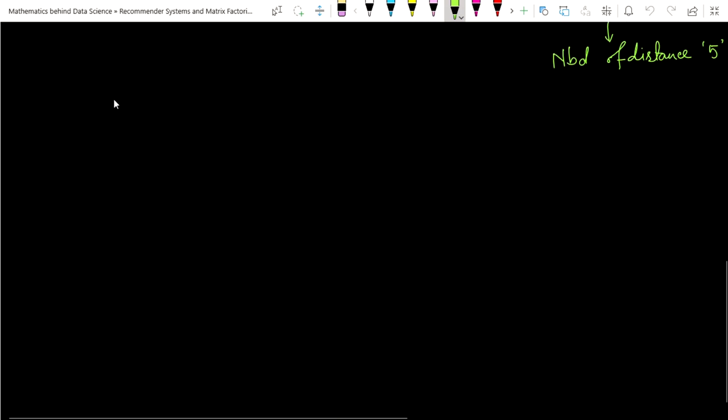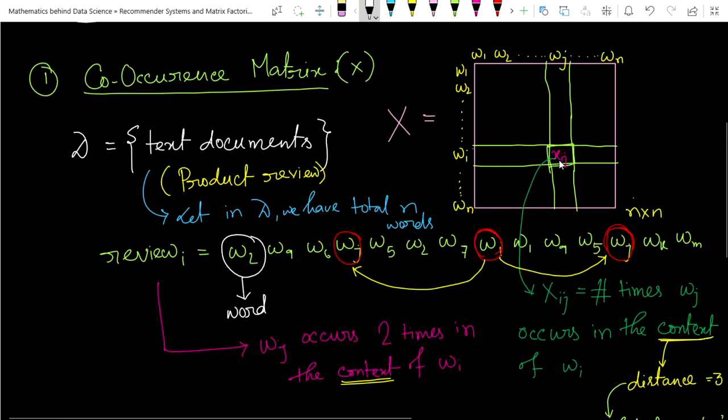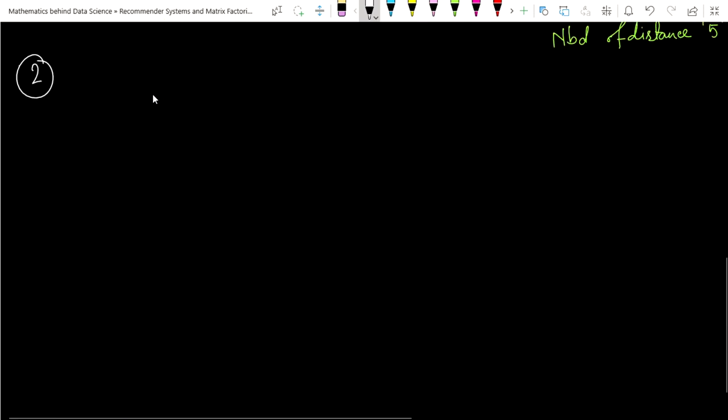Now let's see what we have to do in the second step. After calculating this co-occurrence matrix, which records how many times wj occurs with wi, we have the concept of occurrence of each word, and because of this reason the matrix is called the co-occurrence matrix. By simply constructing this co-occurrence matrix, the dimension of X is n cross n.